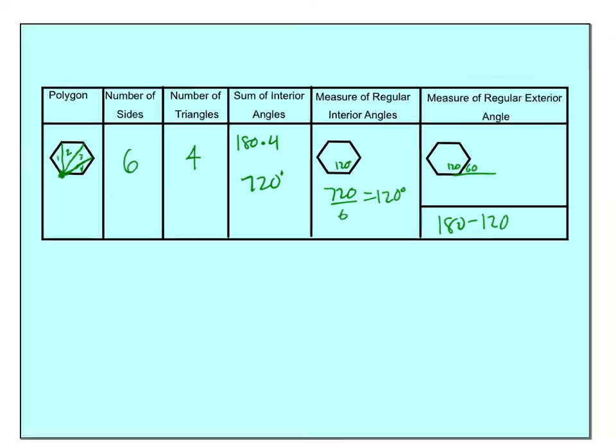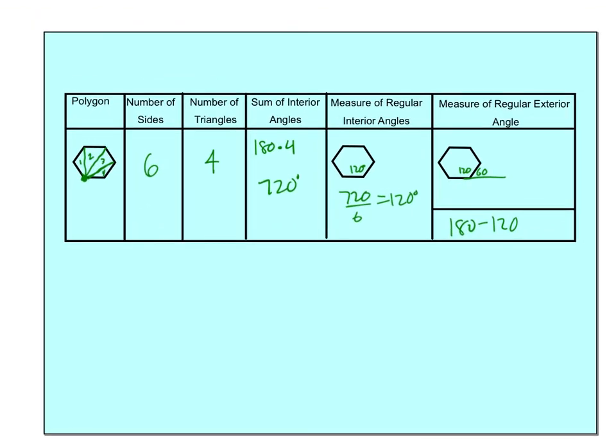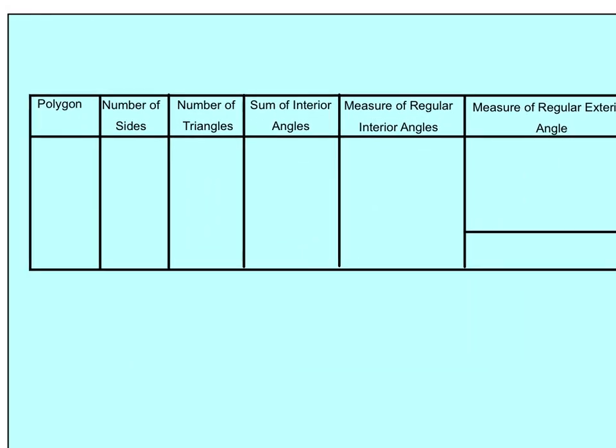There's another pattern happening here that I want you to notice, and here's what we're going to fill in. For a polygon, whatever shape it is, we're just going to say it has n sides. This is a general form, an n-sided polygon.